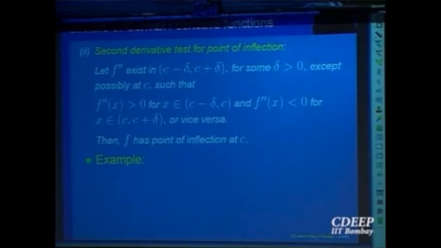You can write in terms of the second derivative test. If the second derivative is strictly bigger than 0, then it is concave up. If it is strictly less than 0, it is strictly concave down. Okay. So, finding, computing points of inflection and regions.